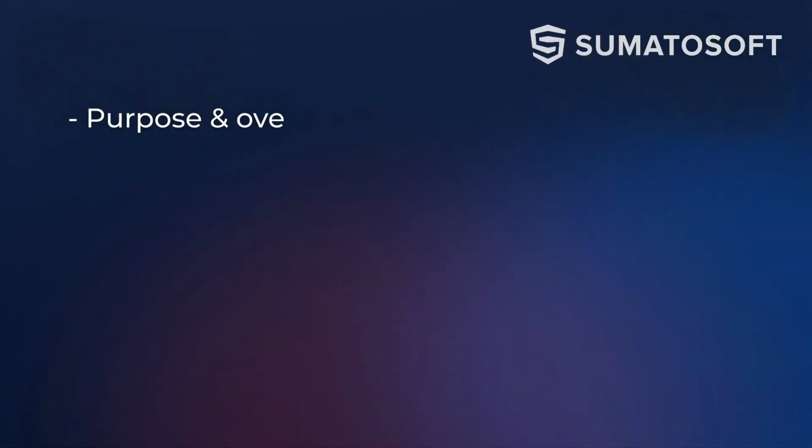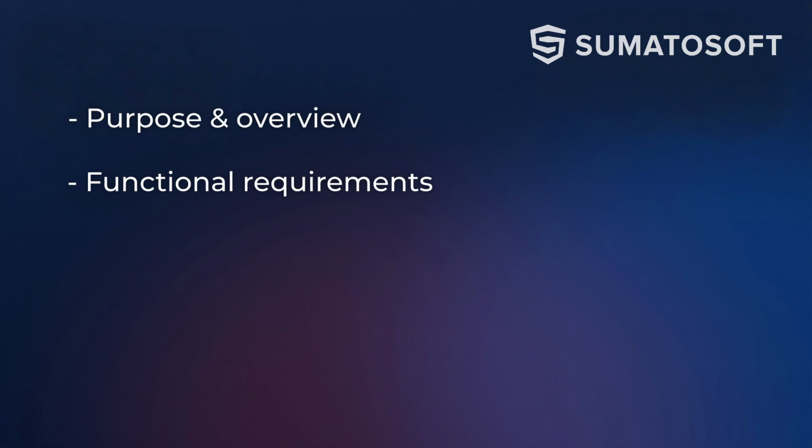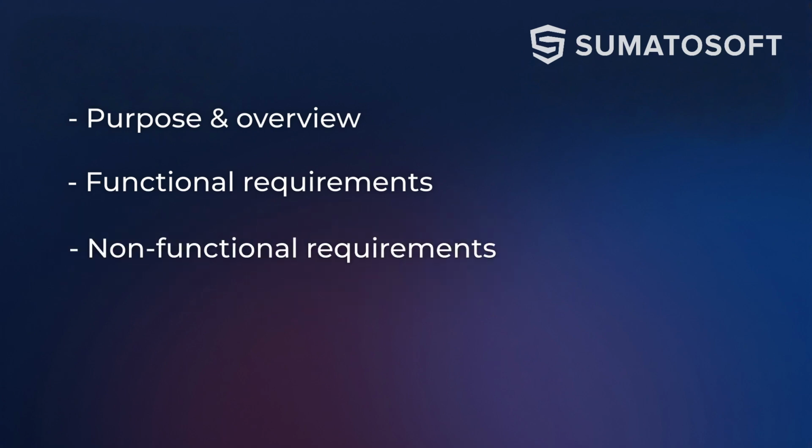Now let's break down the must-have sections of an SRS. A good SRS typically includes purpose and overview: why this project exists in general, and what we and our clients aim to achieve. Functional requirements: what the system should do. Think of it as the features list. These define how the system should look. Non-functional requirements: it is very important not to forget about things like performance, security and scalability. These define how the system should behave.